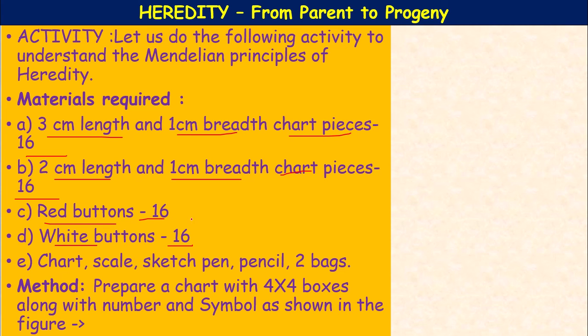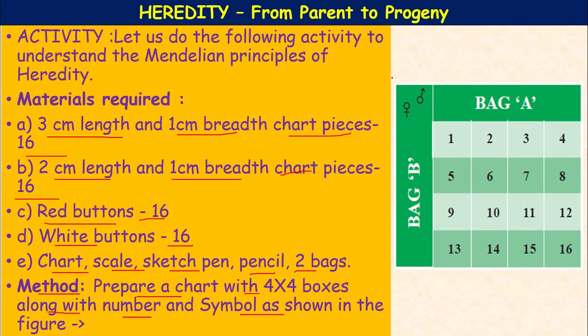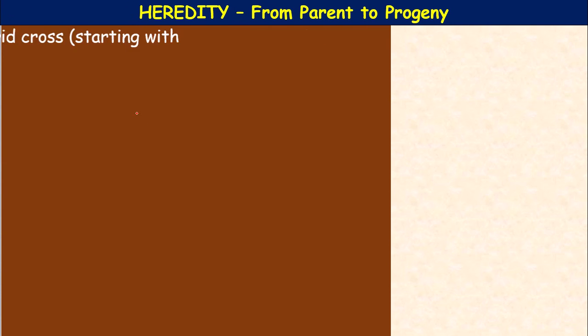red buttons 16, and white buttons 16, and a chart, scale, sketch pen, pencil, and 2 bags. The method: prepare a chart with 4 into 4 boxes along with number and symbol as shown in the figure, like this. Bag A, bag B, representing 1 to 16, the columns and rows, 1 to 16.